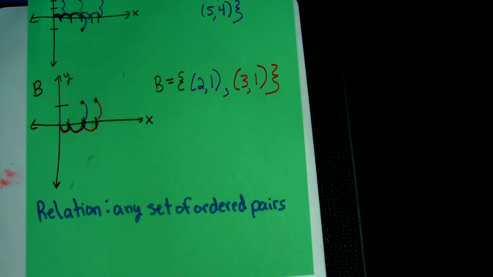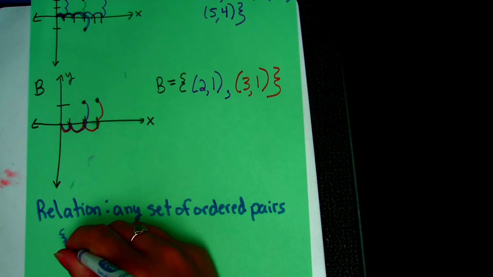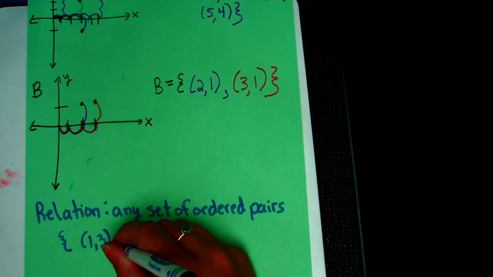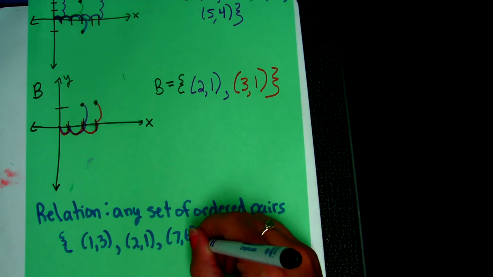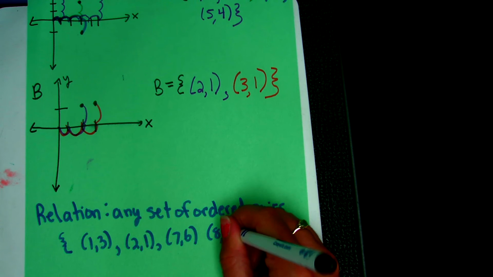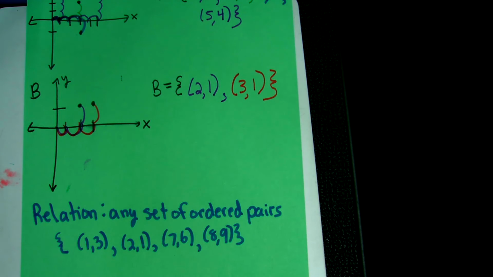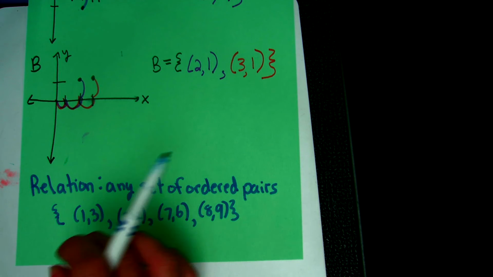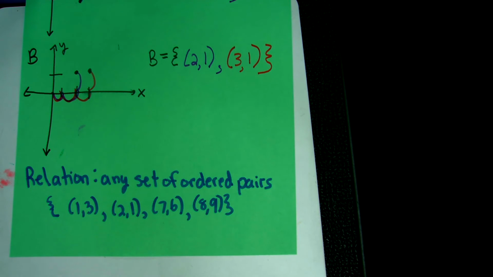So for example, this could be a relation where we have brackets 1, 3, 2, 1, 7, 6, 8, 9. That is a relation because it is a set. It has the bracket, so it is a set, and it's a set of ordered pairs. It's a set of pairs, right? So that is a relation. Another example of a relation could also be this.